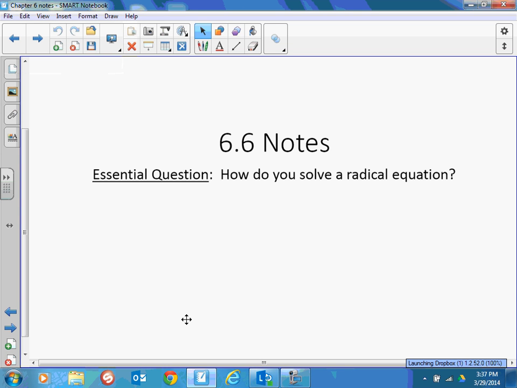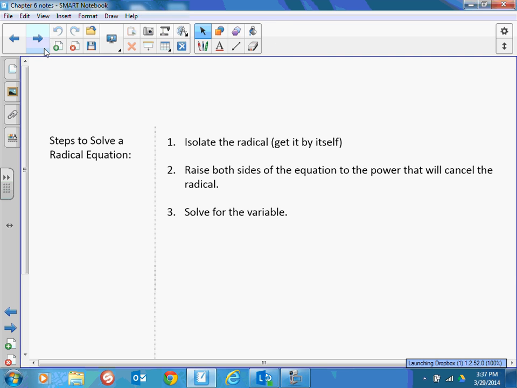6.6 notes. Essential question: how do you solve a radical equation? This will be the last section we do on chapter 6. Just a heads up, I'll tell you in class, but your chapter 6 test will be on Thursday. So this will be the last section, and we'll be reviewing and working on stuff till then. But how do you solve a radical equation? We already kind of talked about this, so this section should go pretty quickly.